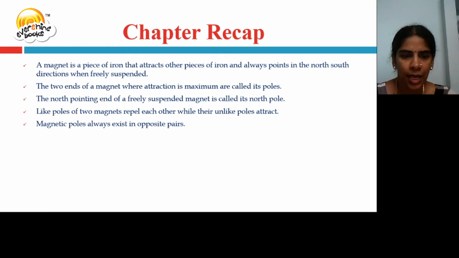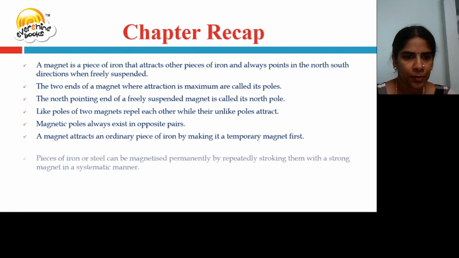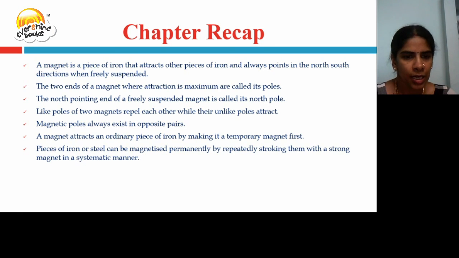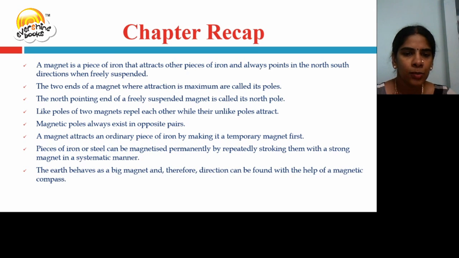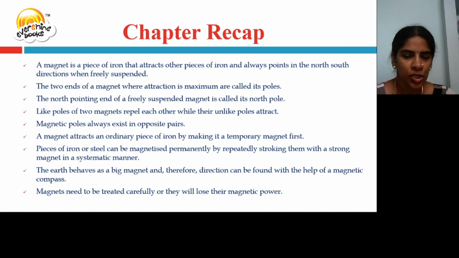Magnetic poles always exist in opposite pairs. A magnet attracts an ordinary piece of iron by making it a temporary magnet first. Pieces of iron or steel can be magnetized permanently by repeatedly stroking them with a strong magnet in a systematic manner. The earth behaves as a big magnet and hence direction can be found with the help of a magnetic compass. Magnets need to be treated carefully or else they will lose their magnetic power.